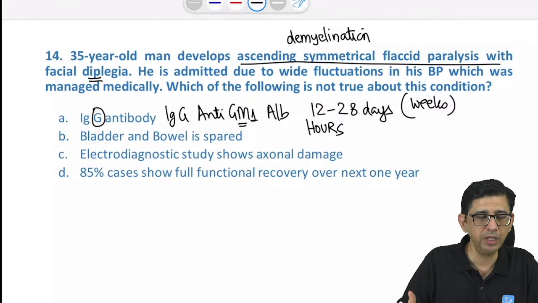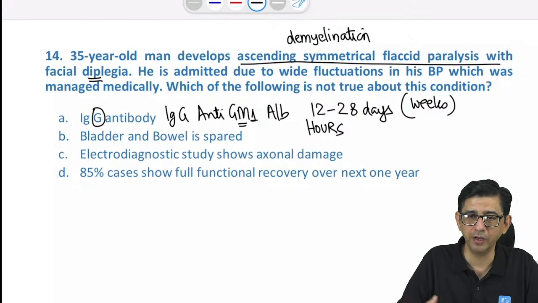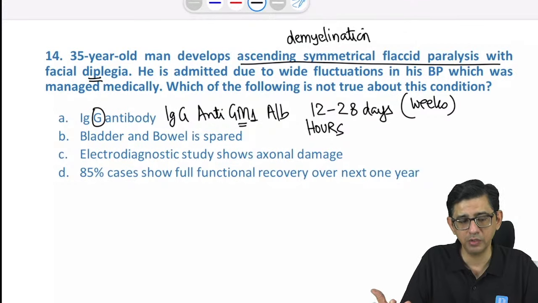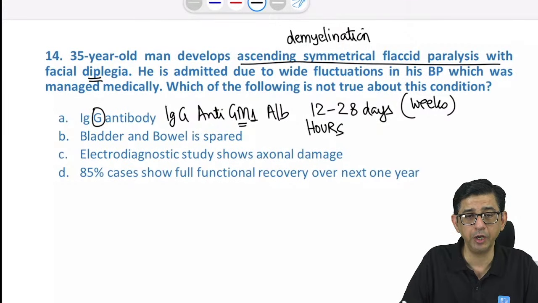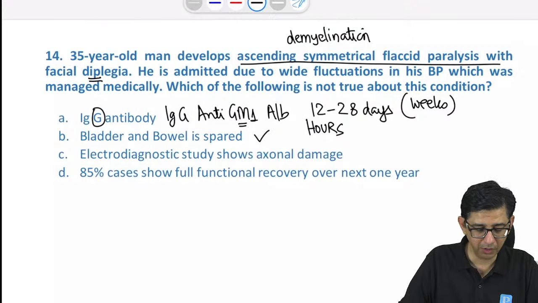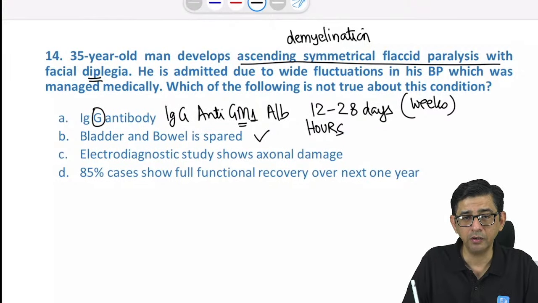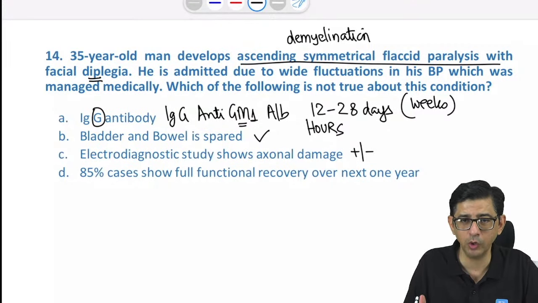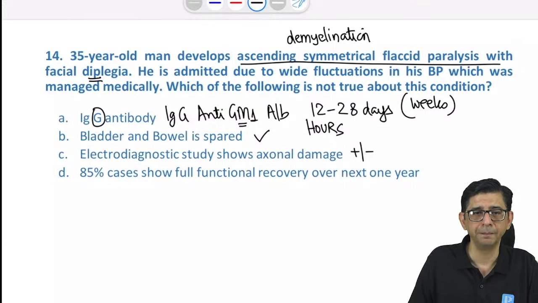Like week 1, he'll have leg paralysis. Week 2, there will be truncal paralysis. Week 3, arm paralysis. So because the weakness spreads over weeks altogether, that is why the IgG class of antibody would be present. And then bladder and bowel involvement is not seen in Guillain-Barré syndrome. Electrodiagnostic studies in the common variety show demyelination only and not axonal damage. So I'm just putting plus minus to say that I still have one option to go, and this may not be the right option to select.